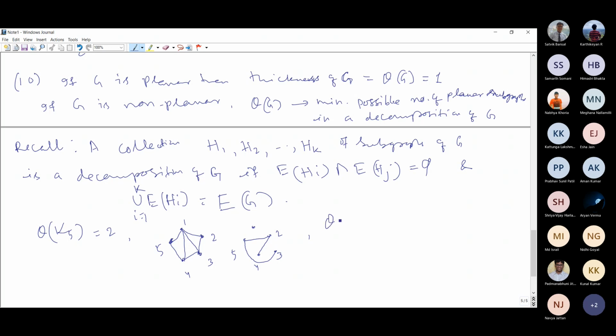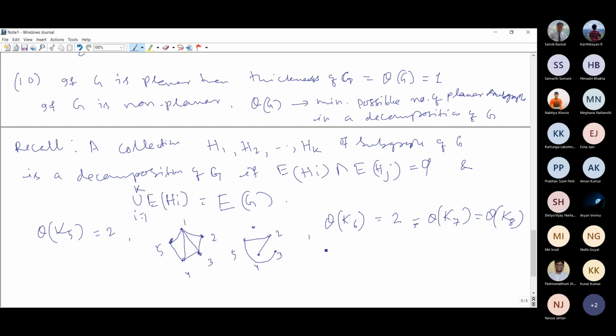Similarly, the thickness of K6 is also 2. You are able to manage in 2 layers, right? That is a decomposition of K6 into 2 planar subgraphs. So the thickness of K6 will also be 2. For K7 also you can manage with 2 planar subgraphs. Up to K8, that is also 2 actually. You check, with 2 layers you will be able to manage.